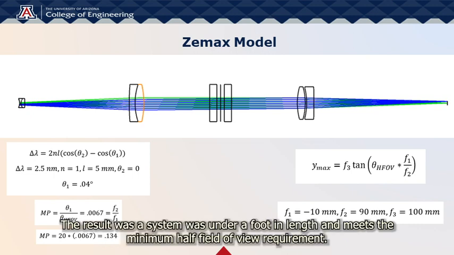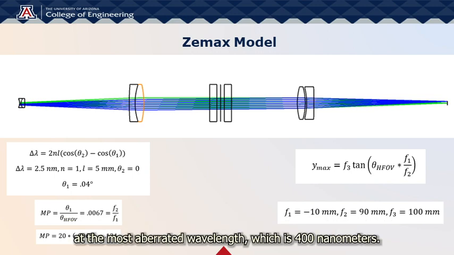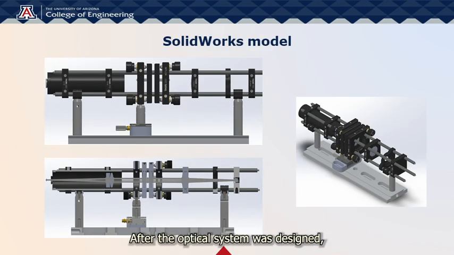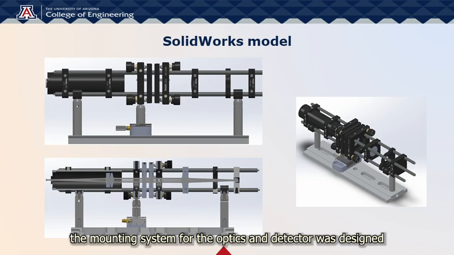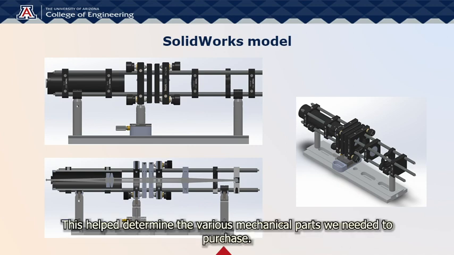The result was a system that was under a foot in length and meets the minimum half field of view requirement. The angular resolution was calculated using the RMS spot size of the 6-degree off-axis field at the most aberrated wavelength, which is 400 nanometers. The system was then toleranced using commercial tolerances for surface quality, element decenter, and tip and tilt. After the optical system was designed, the mounting system for the optics and detector was designed using off-the-shelf parts modeled in SolidWorks. This helped us determine the various mechanical parts we needed to purchase.